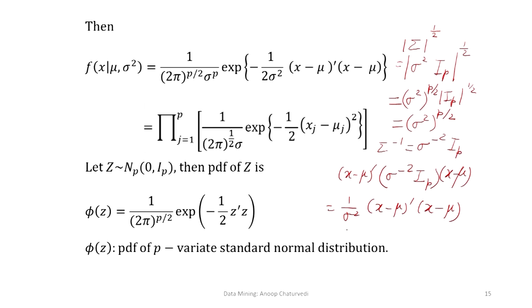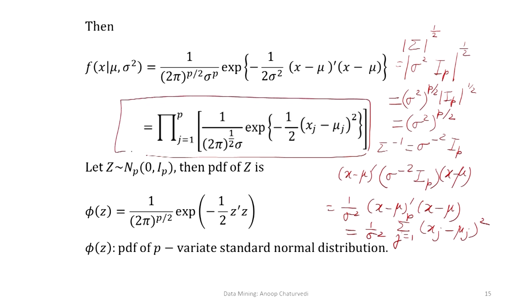And then this is equal to the summation i equal to 1 to p, or you can take j here, summation j equal to 1 to p, (x_j minus mu_j) square. And ultimately you can write it in the form of this product, j equal to 1 to p, 1 upon (2 pi) to the power half sigma, exponential minus half ((x_j minus mu_j) upon sigma) square. So, you get this expression. So, you can write the joint PDF of x in the form of this product. And from here you observe that x_1, x_2, ..., x_p are independently distributed.